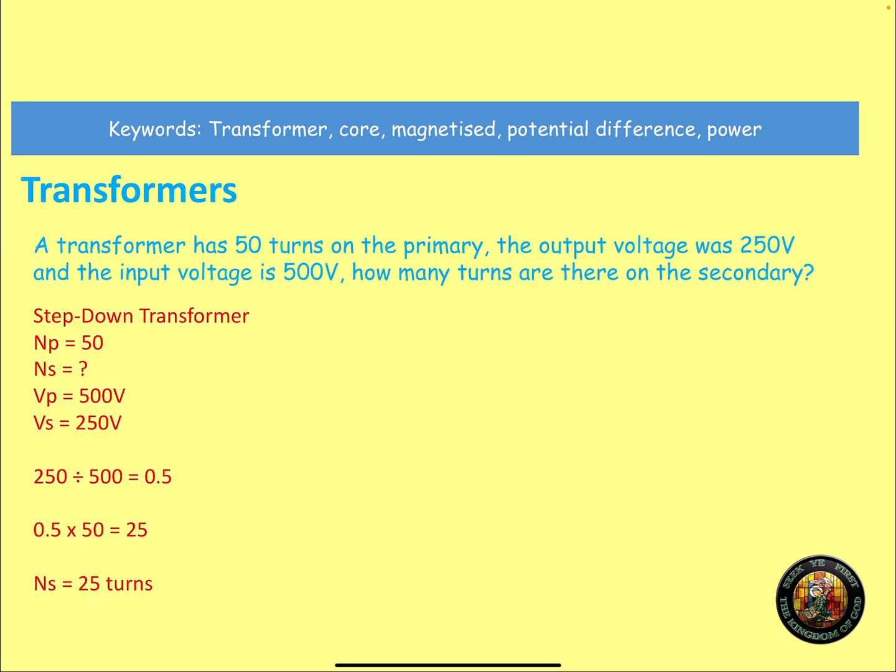So the first one, a transformer has 50 turns on the primary. The output voltage was 250 volts, and the input voltage is 500 volts. How many turns are there on the secondary? Well, on the primary you have 50 turns. This is what you're trying to work out. The primary voltage and the secondary voltage. So if you put it into the equation and you rearrange, you get 25 turns.